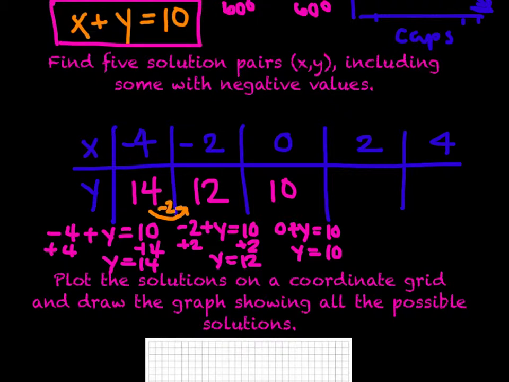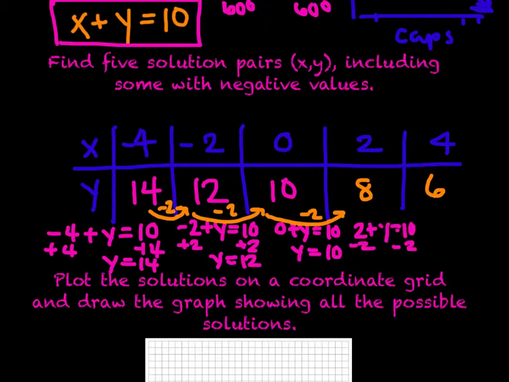I'm subtracting 2 each time, and if that's the case, I'm going to predict that my next value will be 8, and the next one is going to be 6. So let's see if that is the case. If I put 2 in for x, we have y is equal to 10 minus 2, y is equal to 8. Yay! I was right with my prediction.